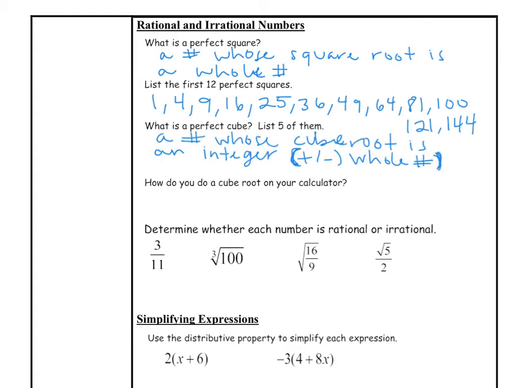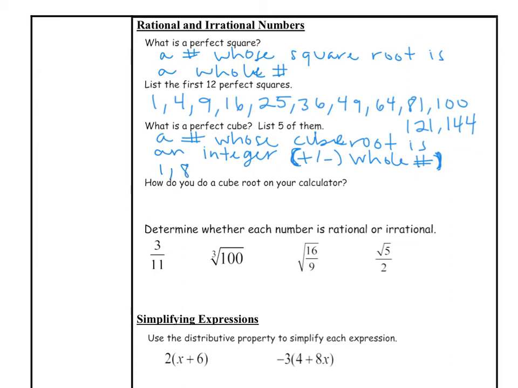Next up, we'll talk about perfect cubes. A perfect cube is a number whose cube root is an integer. So I'll give you some examples here. So 1 times 1 times 1 is 1. So 1 is a perfect cube. Or the cube root of 1 is 1 because 3 1s multiply together to get a 1. We could do 2 times 2 times 2, which is 8.